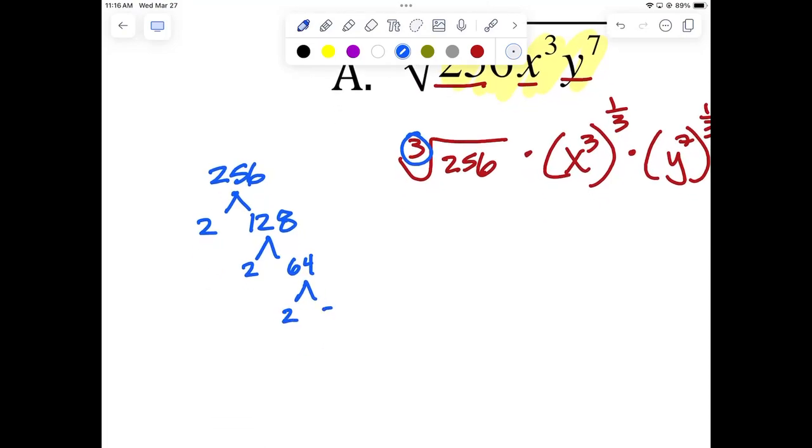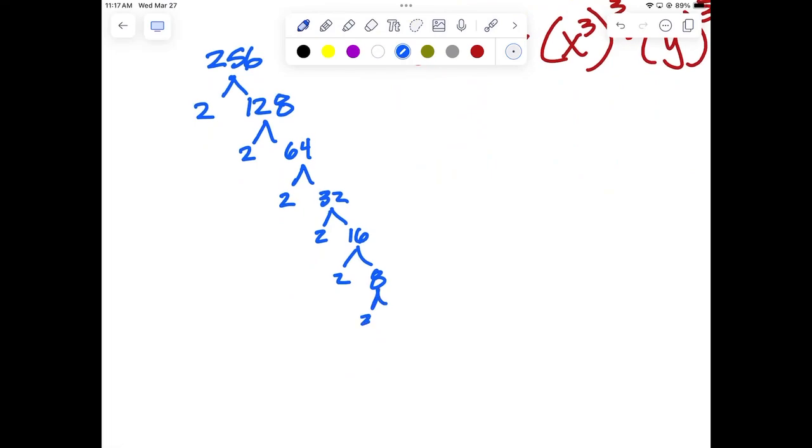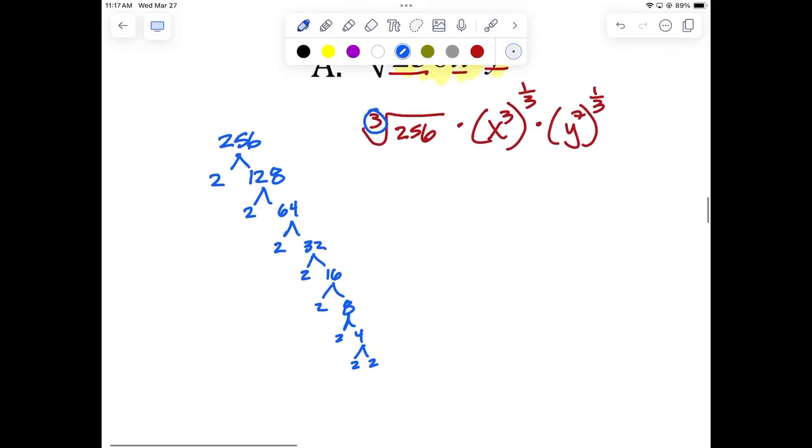64 is even, so it's 2 times 32. And 32 is 2 times 16. And 16 is 2 times 8. And 8 is 2 times 4. And 4 is 2 times 2. I lost track of how many 2's that was. Okay? So here's the prime factorization.